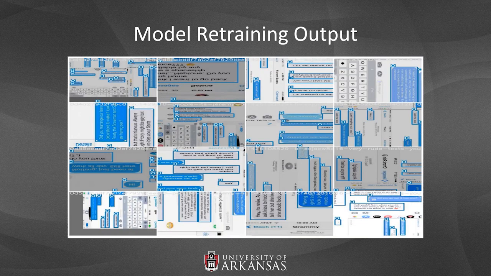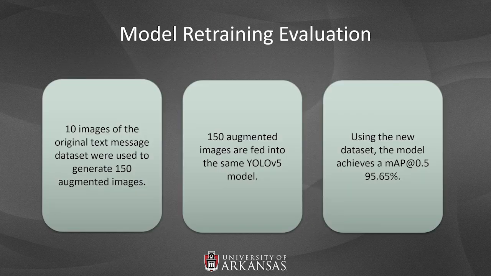This figure shows some of the output of random transformation and augmentation applied over a subset of the text message dataset. During evaluation, 10 images of the text message dataset were used to generate 150 augmented images, which are then fed into the same YOLO v5 model we used earlier, and we were able to get a precision of 95.65%.